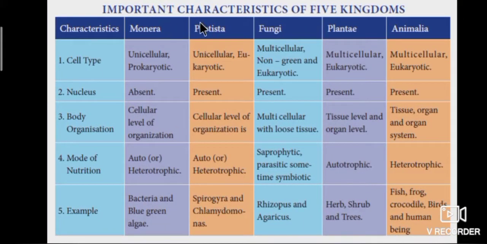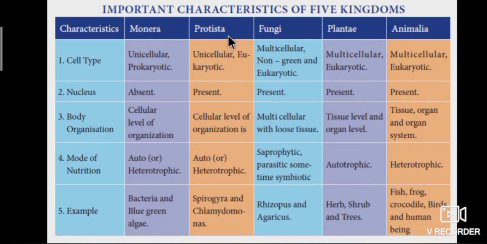Let's see the important characteristics of 5 kingdoms. Now we are going to discuss the characters: cell type, nucleus, body organization and mode of nutrition. First one, Monera. Monera is unicellular and prokaryotic. In Monera, nucleus is absent. Here, cellular level of organization takes place. In Monera, mode of nutrition is either autotrophic or heterotrophic. For example, bacteria and blue-green algae.